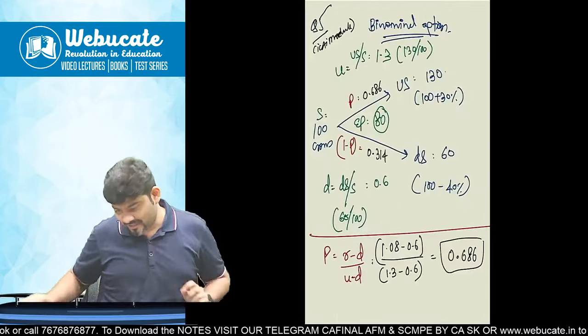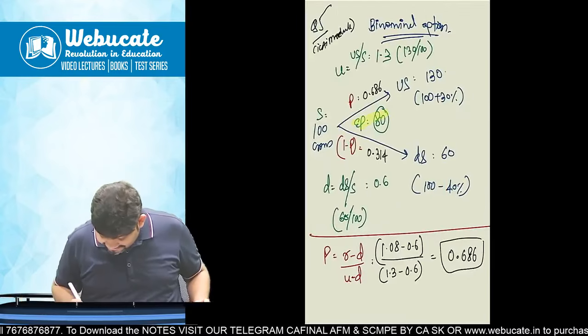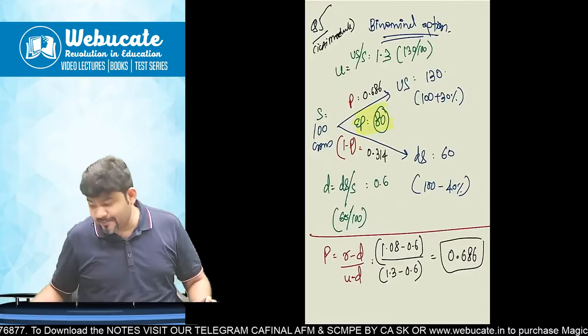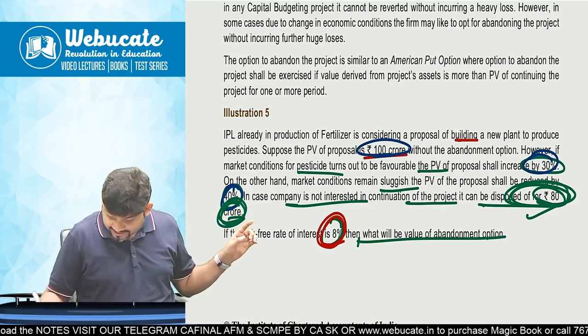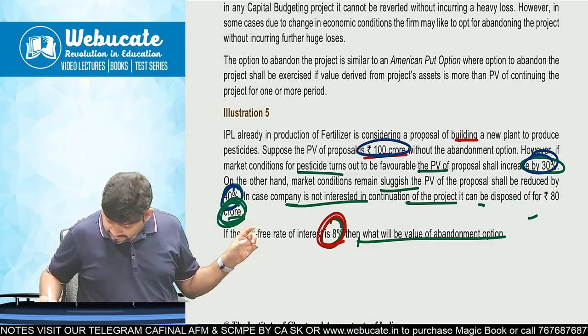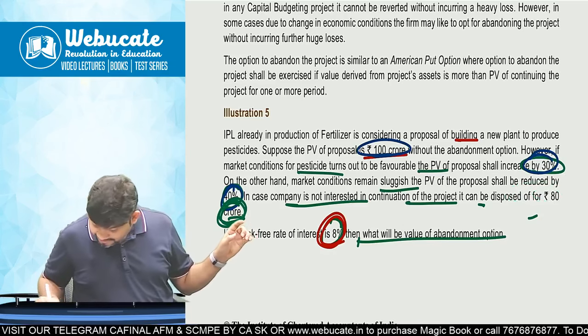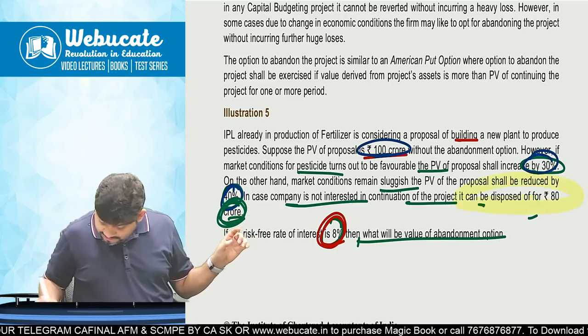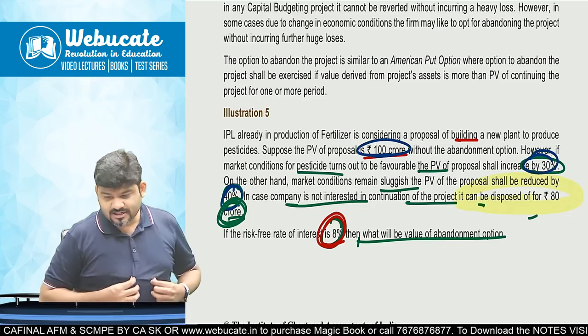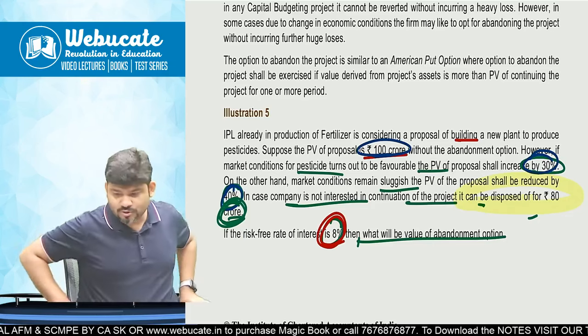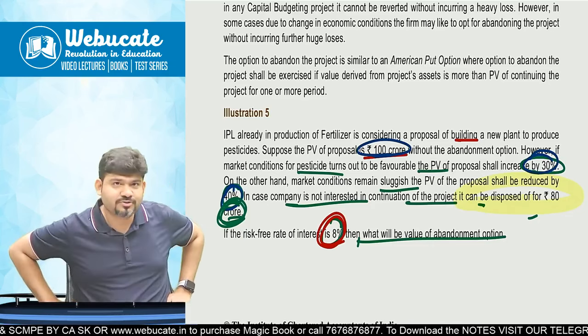So, remember, when I first solved this, I skipped reading this exercise price 80, but it is there, very much prevalent. See here. It can be disposed of for rupees 80 crores. If the company is not interested in continuation of the project, it can be disposed of for rupees 80 crores.